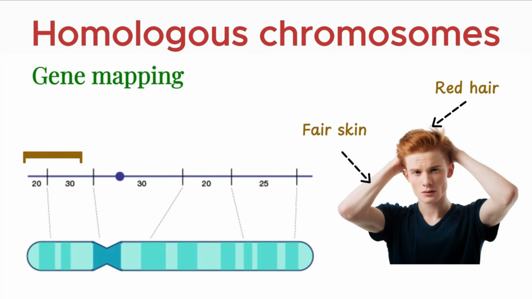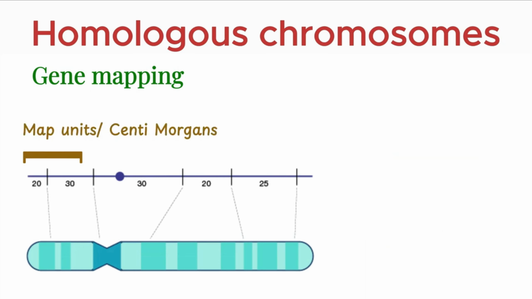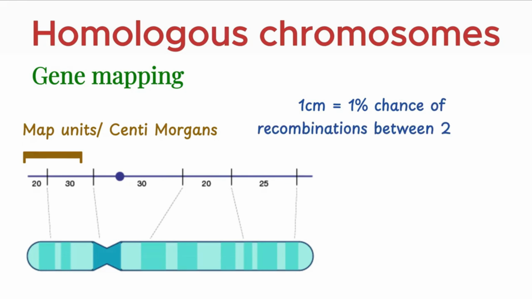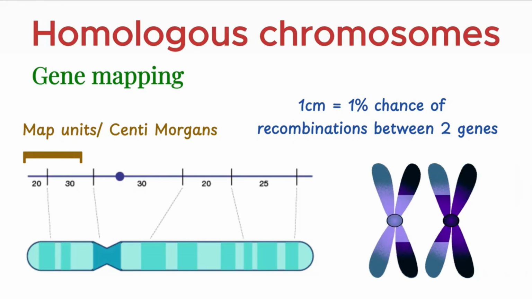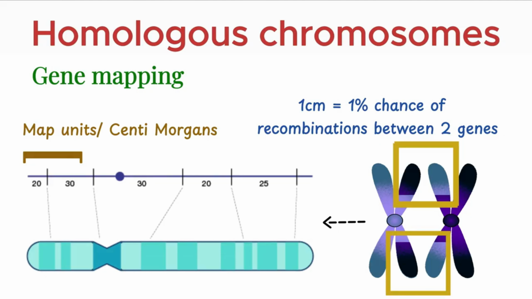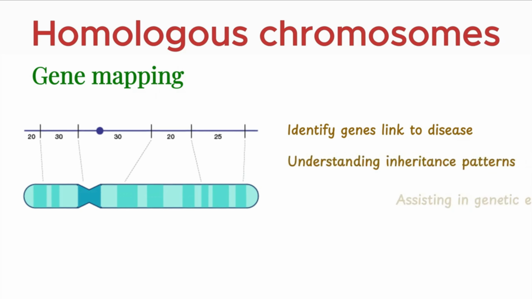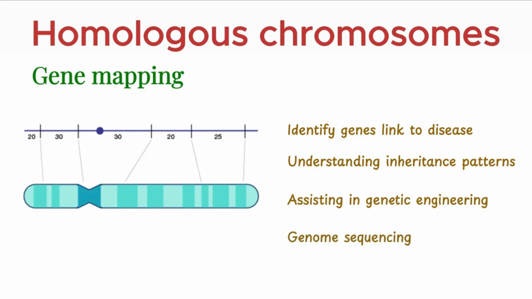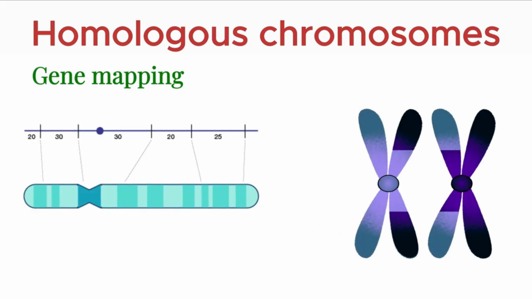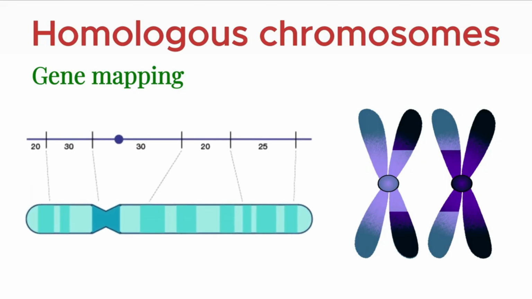This distance is measured in units called map units or centimorgans, where 1 cM represents a 1% chance of recombination between 2 genes. So, double crossovers, although rare, help fine-tune this mapping. When crossovers happen at 2 points, and we track which gene segments get exchanged, we can draw a much more accurate genetic map. Gene maps have become powerful tools in genetics, helping identify genes linked to diseases, understanding inheritance patterns, and even assisting in genetic engineering and genome sequencing. In short, thanks to crossing over and recombination, we don't just know what genes are, we know where they are.